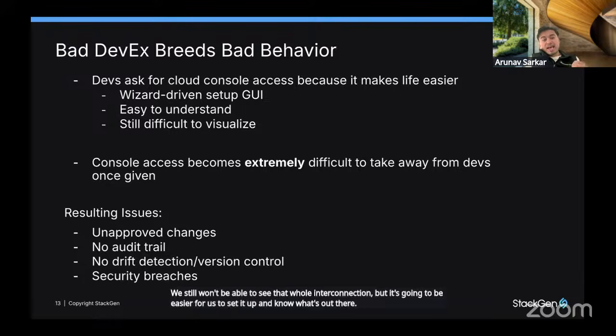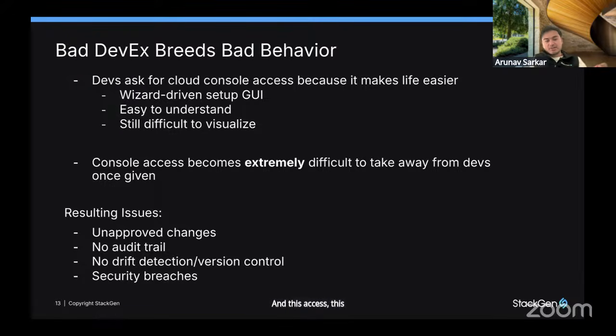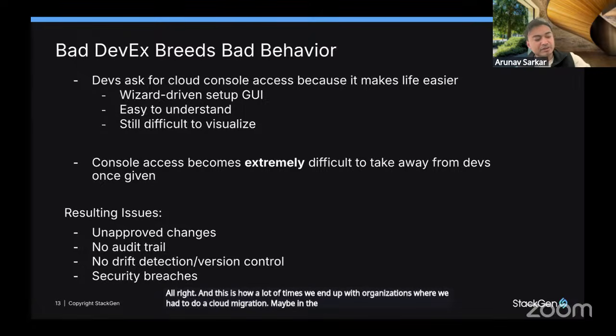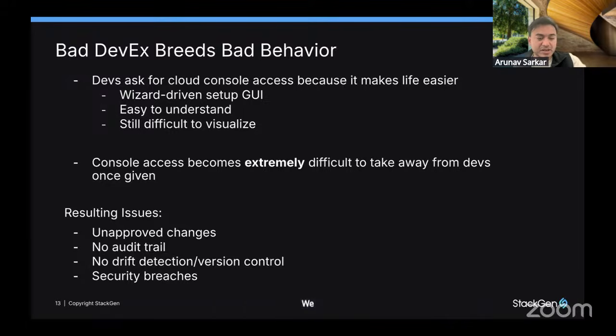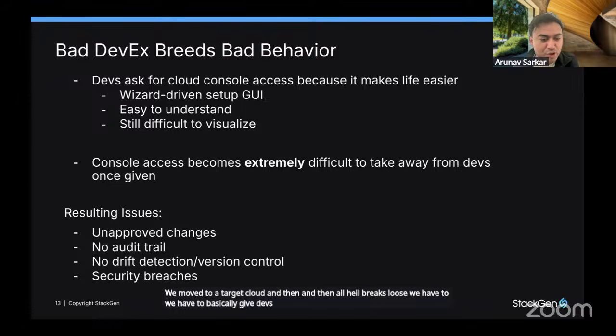And this console access, once you give this out, it becomes extremely difficult to take this privilege back away from the devs. This is how a lot of times we end up with organizations where we had to do a cloud migration. Maybe in the original cloud, devs were not really doing too much on the cloud console, and things were being done through IaC, Terraform, or Ansible configurations, what have you. We moved to a target cloud, and then all hell breaks loose. We basically have to give devs access because no one really knows this new system.